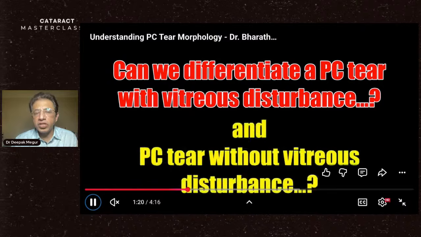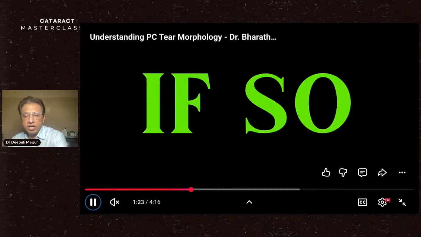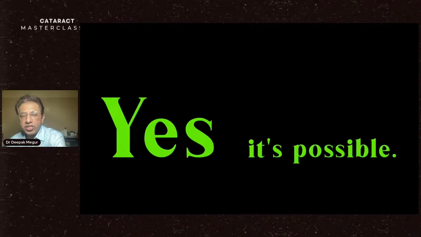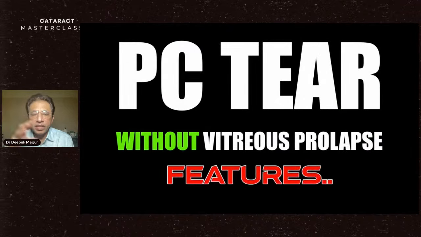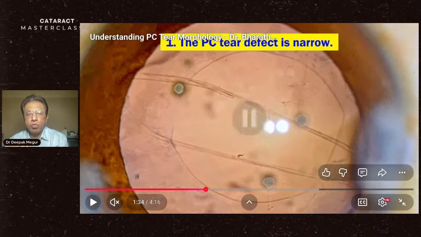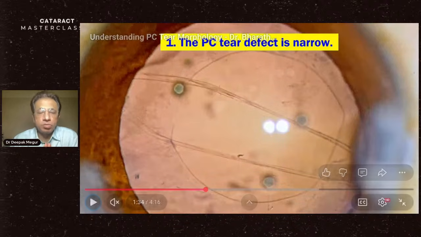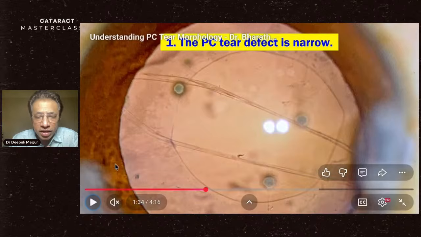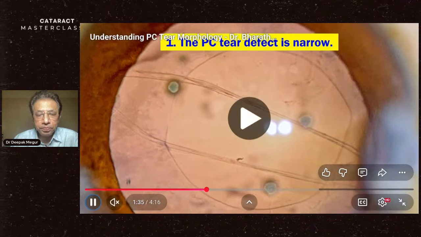So can we differentiate a posterior capsular tear with vitreous disturbance from one without? Well, it's possible to differentiate. Just look at the posterior capsular tear without prolapse. If there is no prolapse, the number one feature is that the posterior capsular tear defect is much narrower. You can see they're not splayed wide open. They're very near to each other.